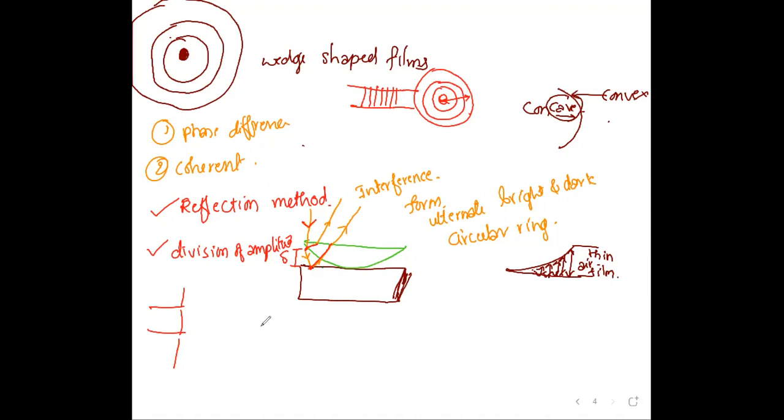Hello, someone please respond. Okay, because the lens is convex, symmetrical, therefore when it gets reflected back, it forms circles of equal radius.